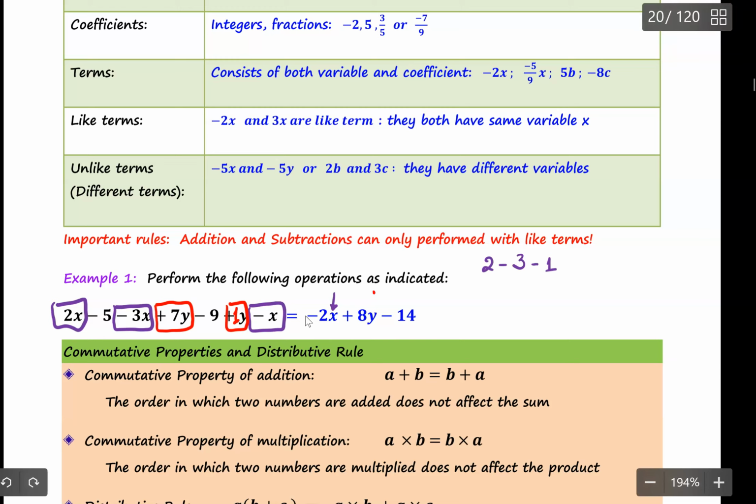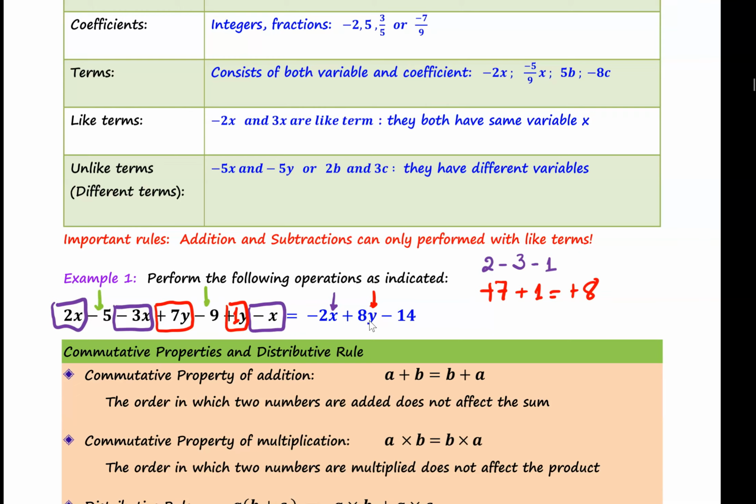So now I leave the y as the same variable. So what I have to do is I have to perform the operation associated with these two coefficients. So you have 7 plus 1. So in this case, I have plus 8, right? So therefore, I have plus 8. So let's see what else I have to perform here. So I have negative 5 and negative 9. So I can just go ahead and subtract these two numbers. So therefore, I have negative 14 as the result.